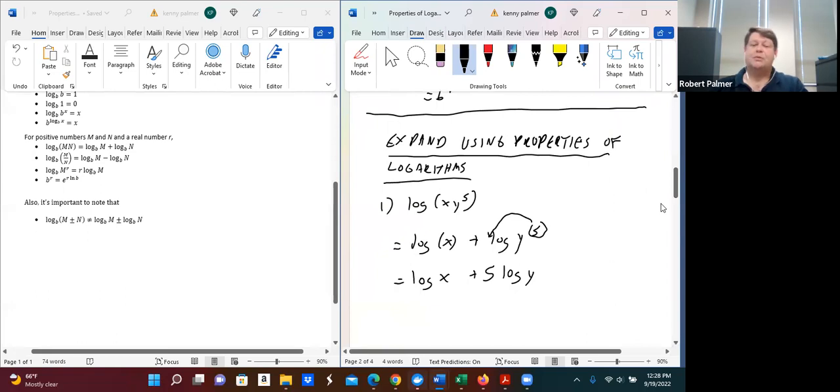Maybe you're wondering, why would you do this? Well, there are some applications where we can use it. Sometimes it may be simpler just to add things like this than to multiply them.